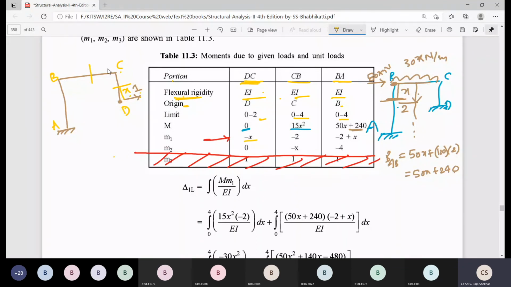Next, just take a section here. Take a section in this CB member by taking C as the origin.